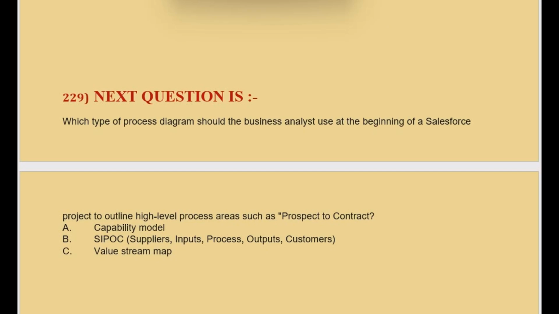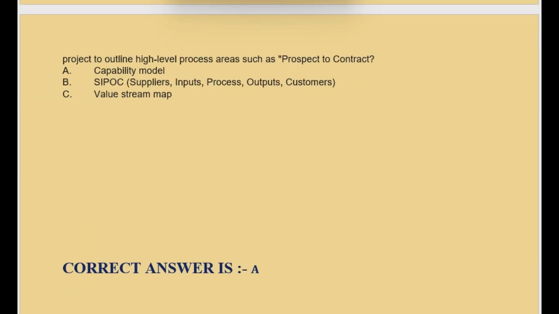Question is, which type of process diagram should the business analyst use at the beginning of a Salesforce project to outline high-level process areas such as prospect to contract? Option A, capability model. Option B, SIPOC, that is suppliers, inputs, process, outputs, and customers. Option C, value stream map. Correct answer is option A.